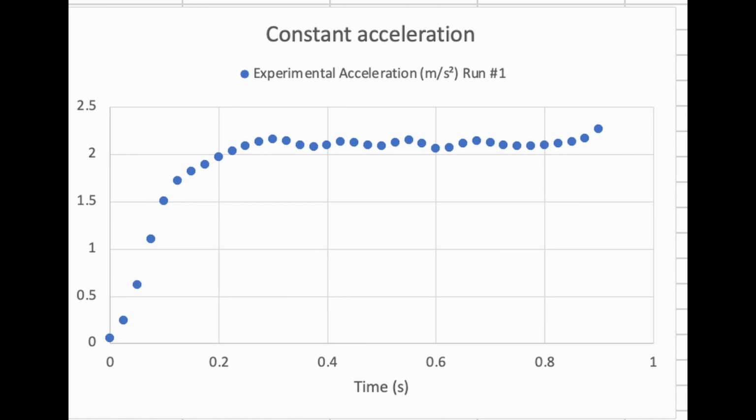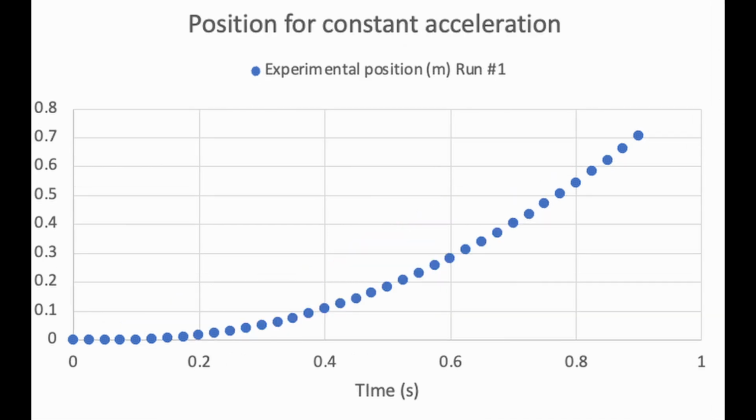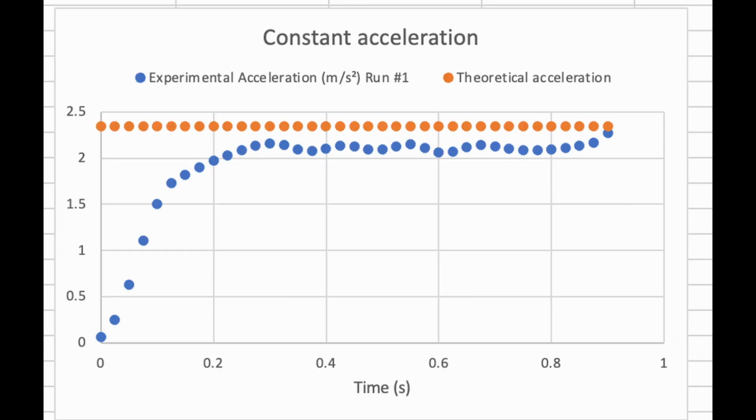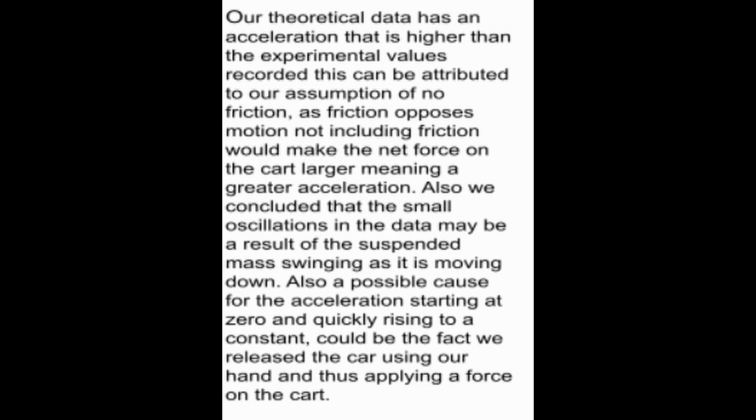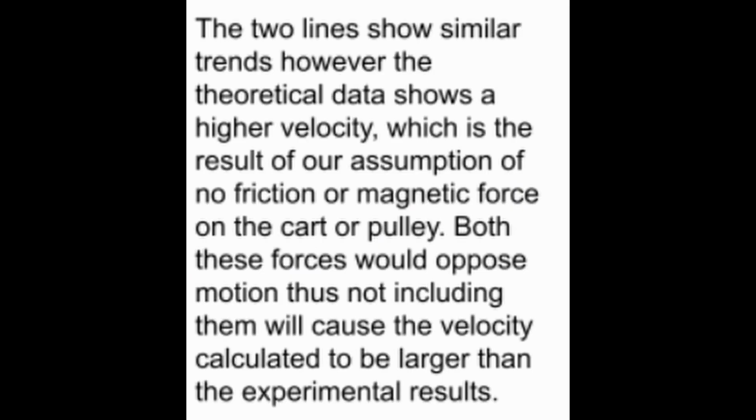When we compare our theoretical acceleration to our experimental acceleration, we notice that our theoretical acceleration is higher than our experimental acceleration. This trend continues for the velocity and the displacement as well. The difference between our experimental values and our theoretical values is probably because our assumptions of no friction and no air resistance are not good assumptions. This is shown by the fact that our theoretical values are higher than our experimental values, yet both of the trends have the same shape.